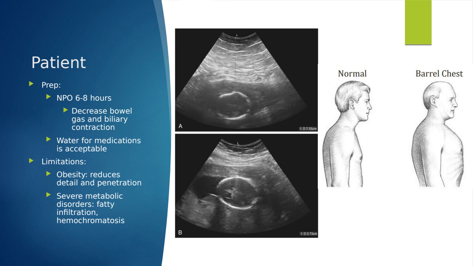Other liver metabolic conditions can produce the same sort of effects. But obesity is going to be the largest limitation that we have, and that's just because the more fatty tissue that we have between the transducer and the organ itself, the worse our penetration is going to be, the increased depth we have to use, and just overall we're not getting great detailed pictures. So this picture with the 2 ultrasounds is really showing that the more depth we have to evaluate through before we get to the structure that we want, the worse our picture quality is.